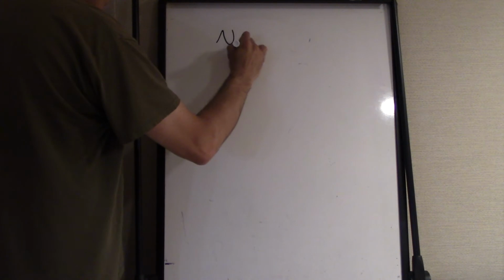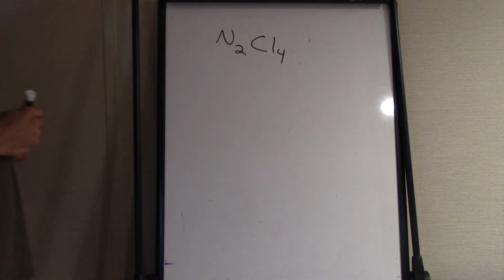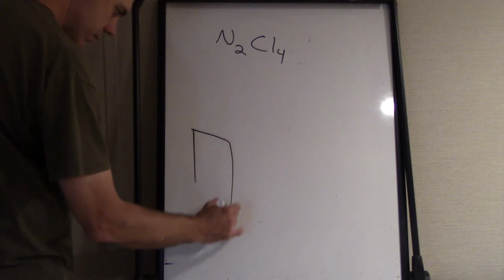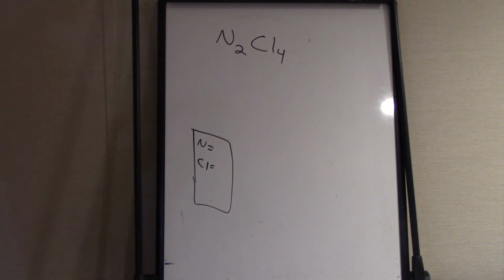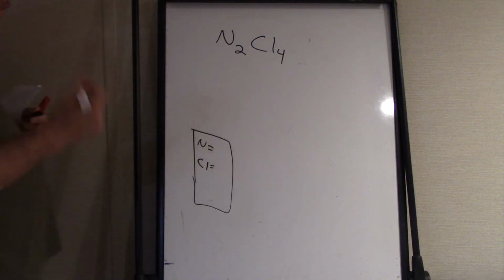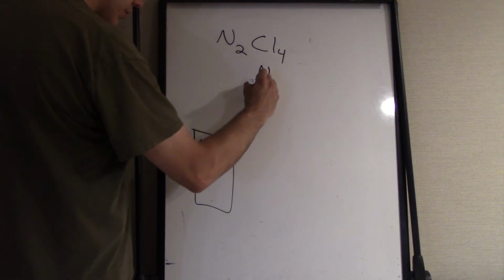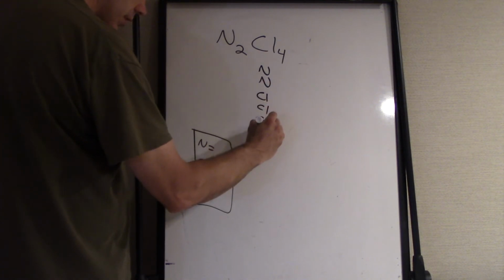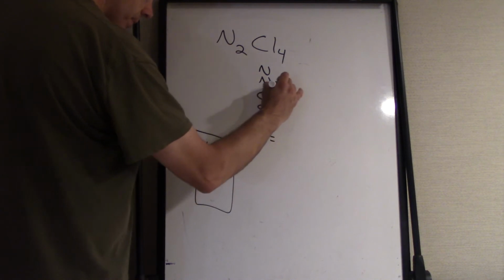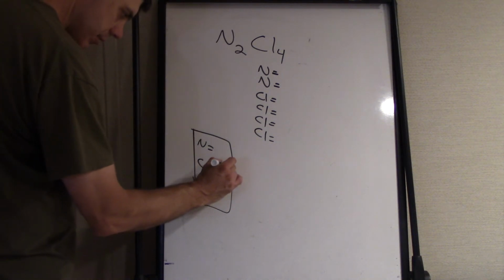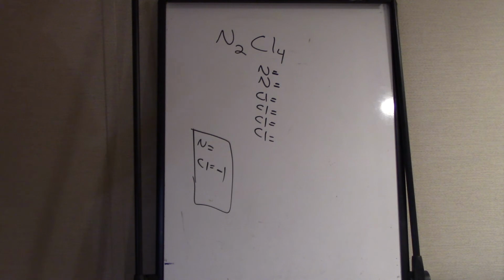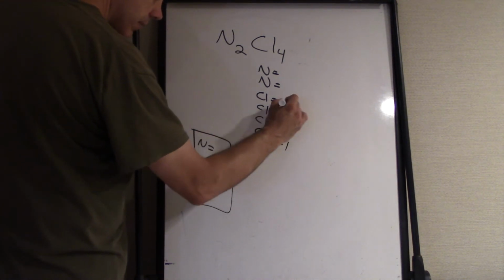So in a compound like N2Cl4, a covalent compound, we want to assign the oxidation numbers for the nitrogen and the chlorine in this. How are we going to assign those oxidation numbers? Well, the sum of the parts has to equal the total. I have 2 nitrogens and 1, 2, 3, 4 chlorines. Using rule 5, which tells you that usually the halogens, and chlorine's a halogen, have an oxidation number of -1, I can get that oxidation number for chlorine right away. That means each of these chlorines will have an oxidation number of -1.